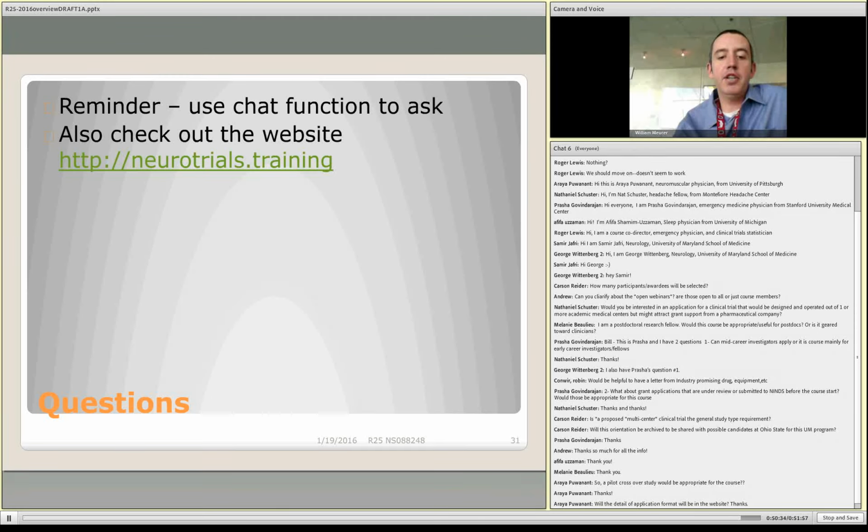The detail of the application format is on the website. There's a downloadable Word document that basically goes through all the checklists as to what elements you need to collect for the application. And certainly, if you can't find it, let me know. It should be there on neurotrials.training pretty prominently through a link.